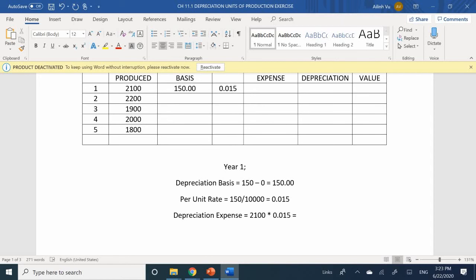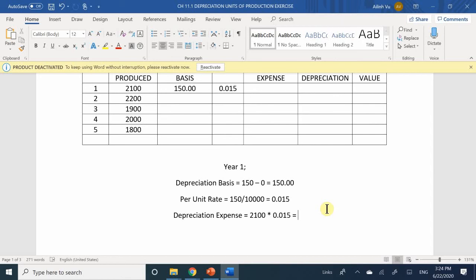I'm trying to get my calculator to work. It's not working. Maybe the battery must be low. Let me plug it in. Okay, just 1 second. 10,000 times 0.15. I have 150. That can't be right. I must have the decimal points wrong.